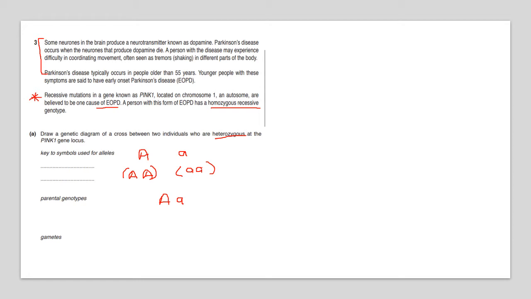So we're supposed to draw a genetic diagram of a cross between two individuals who are heterozygous. And so what we can do here in this case is that we can choose big A as our dominant and small a as our recessive. And so in this case, you just need to say that the normal allele, because the normal one is the dominant one, so you can say A is equal to normal.